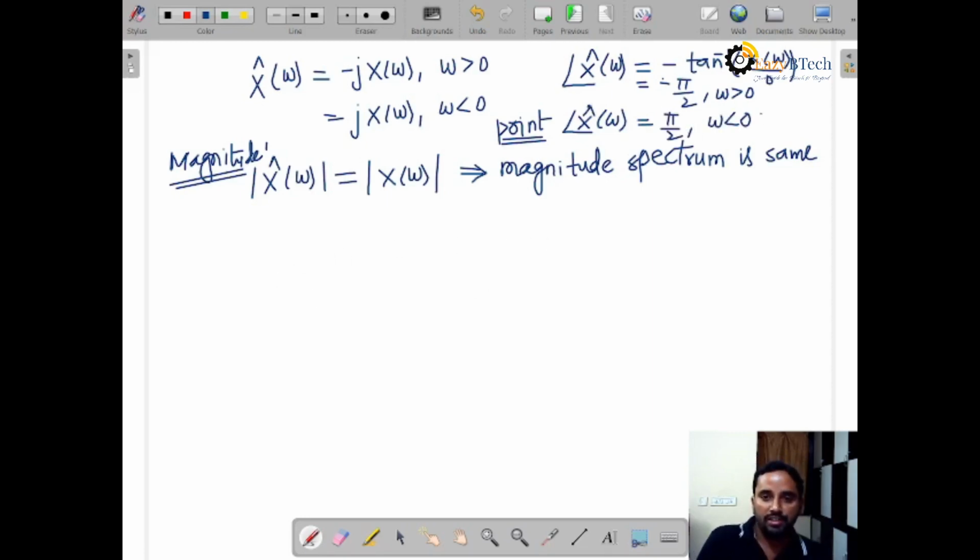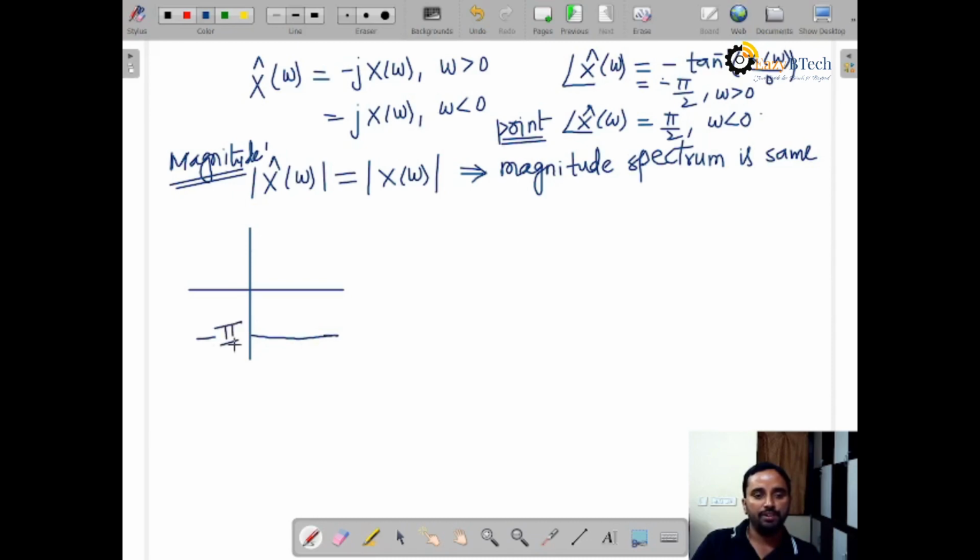Now if you plot the phase spectrum, the phase of x cap of omega, when frequency is positive, the phase is minus pi by 2.